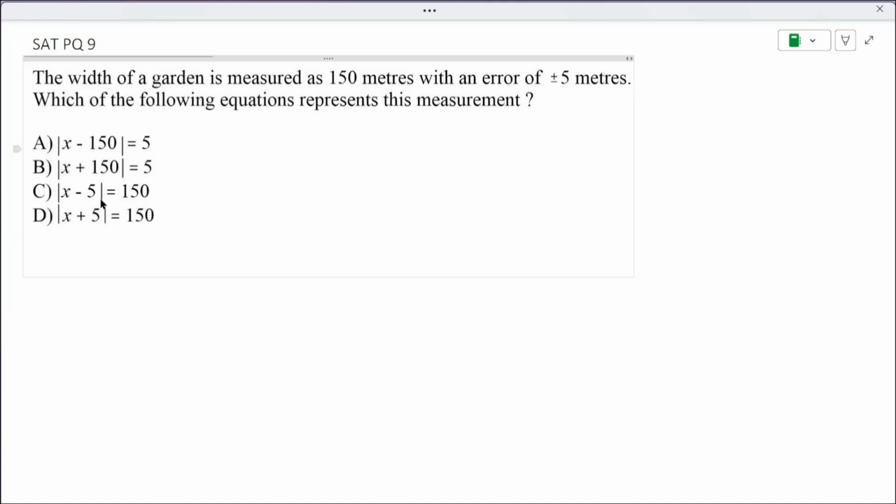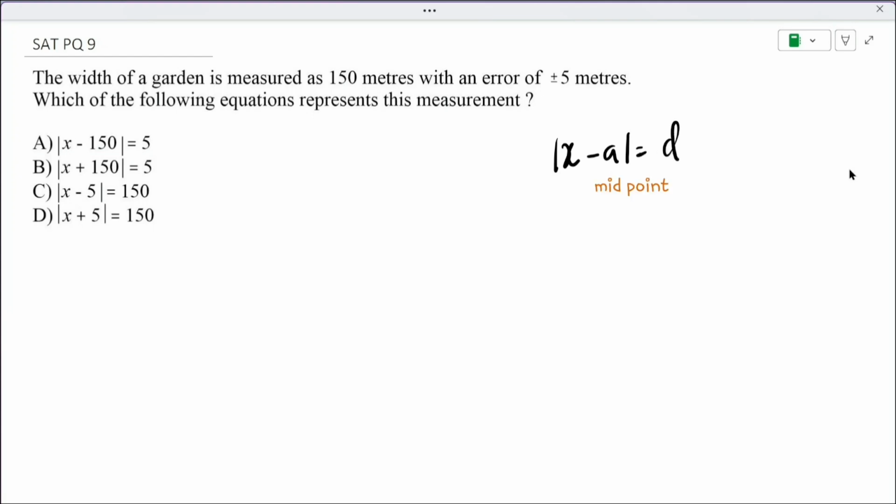So how do we create an absolute value from this word problem? The standard formula is the absolute value of x minus a equals d. A is the midpoint, the number in the middle, and d is the distance between the midpoint and any of the endpoints, either on the right or on the left of the midpoint.